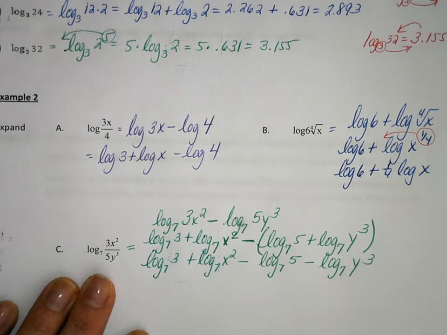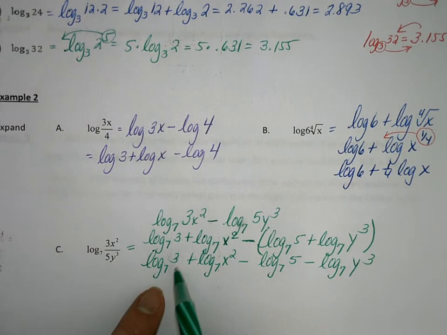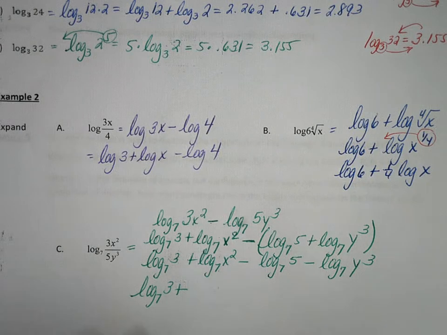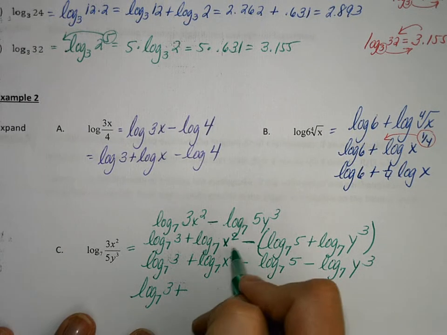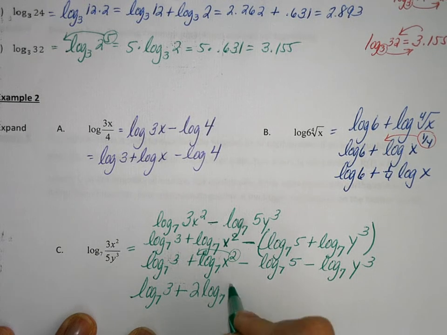Okay, now I got some thinking to do here. Log base 7 of 3. 7 to what power is 3? Nothing. It's staying log base 7 of 3. Plus, what about this? The 2 is an exponent inside of a log. It can fly out in front. 2 log base 7 of x.